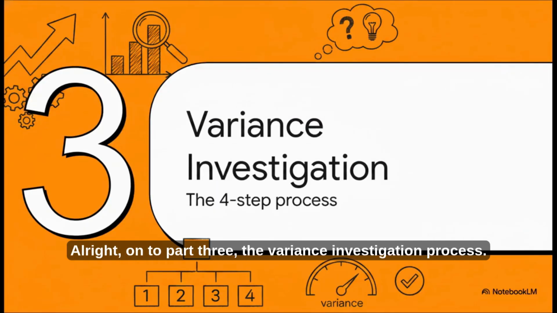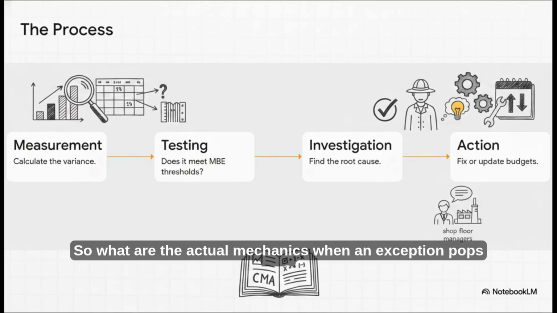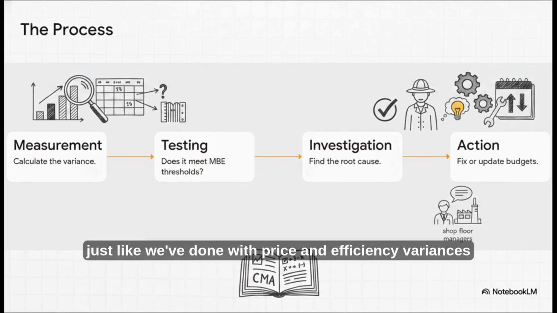All right, on to part 3, the variance investigation process. So what are the actual mechanics when an exception pops up? It's basically a 4-step process. First, measurement. This is where we calculate the variance, just like we've done with price and efficiency variances in our earlier modules. Second, significance testing.